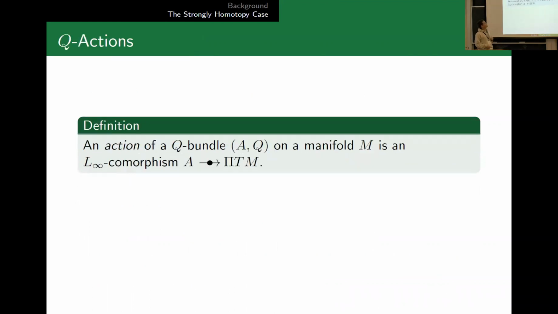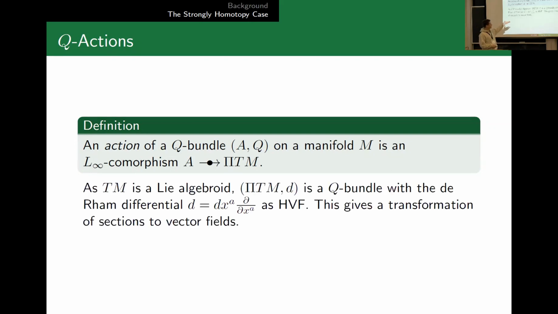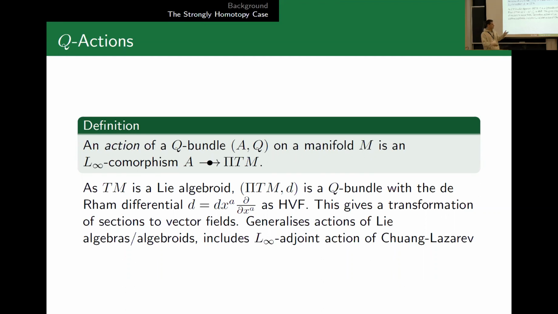Okay, and this also gives us a way to define actions. This definition is a very broad, subsuming definition of what an action of a Q bundle on a manifold could be. All we want is a Q comorphism from the bundle to the antitangent bundle of the manifold. And that will give us a transformation from sections of our bundle to vector fields, which will act on this manifold. And because this antitangent bundle is just a Lie algebroid with the de Rham differential, it's a Q bundle even. So this generalizes ordinary actions of Lie algebras and algebroids. A specific example is the L-infinity adjoint action that's in the Lazarev paper, and this is also an example of this definition.